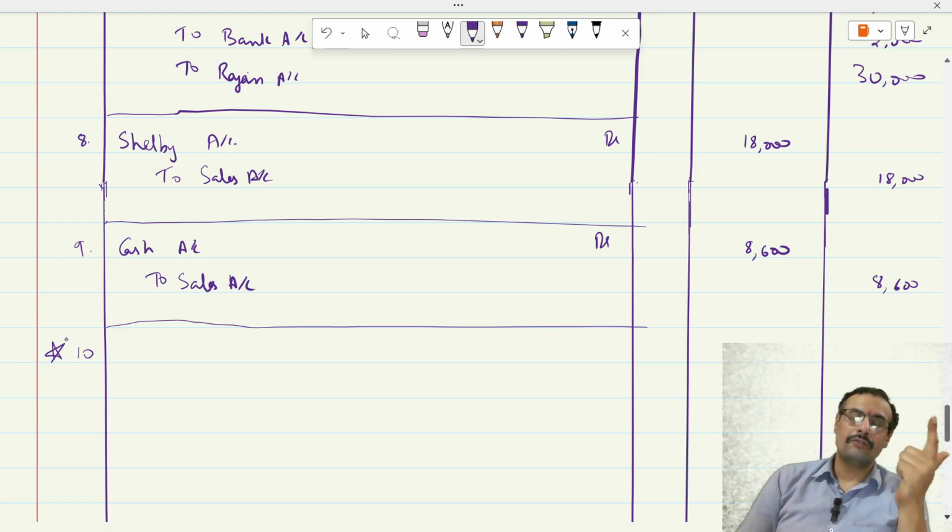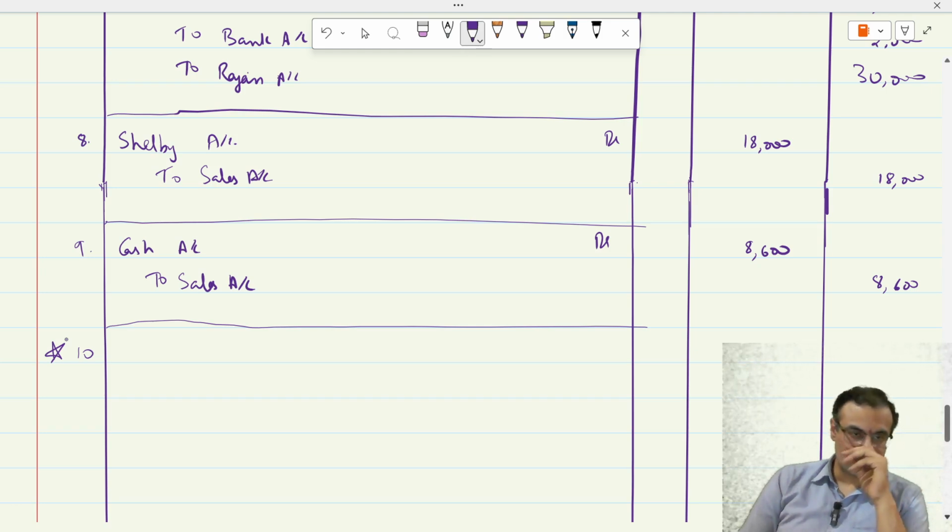Then withdrew from bank. Then withdrew for... there are a few journal entries, not just three, there are a few. Withdrew for office use. Alright, make note somewhere. I'll repeat. Deposited into bank, withdrew from bank, withdrew for office use, withdrew for personal use, and withdrew for personal use from bank.